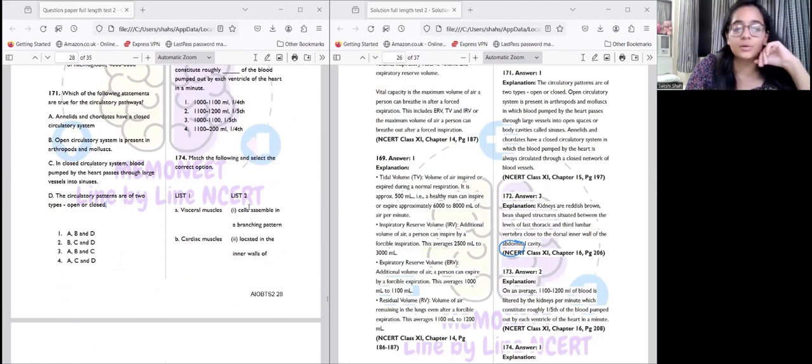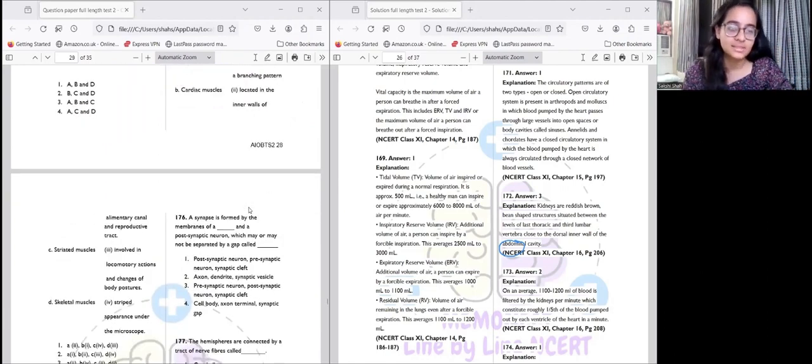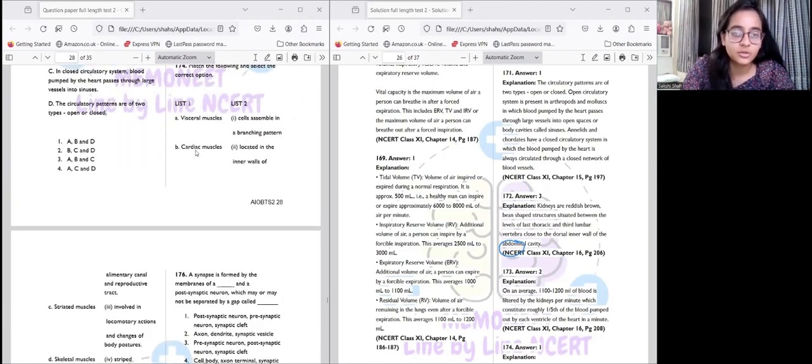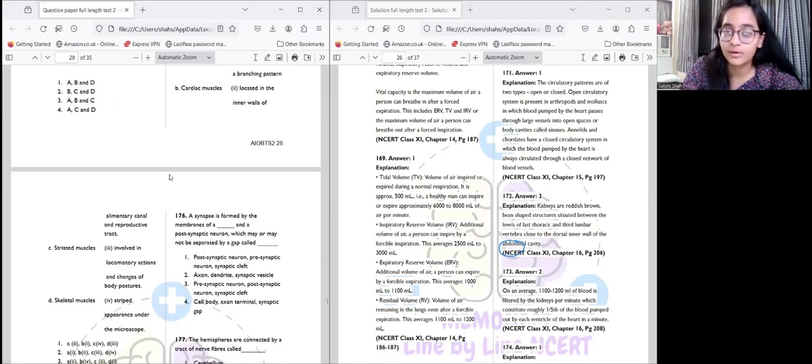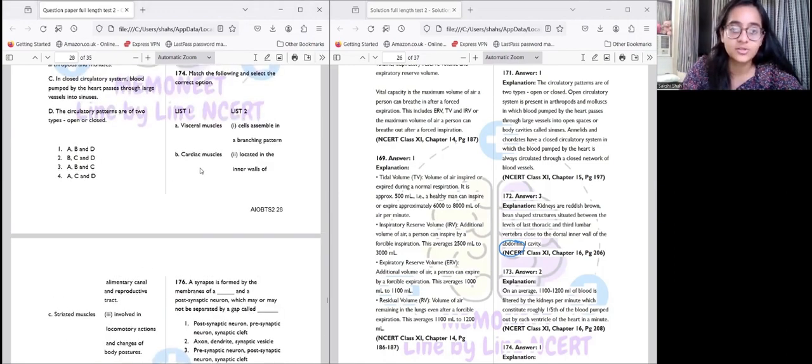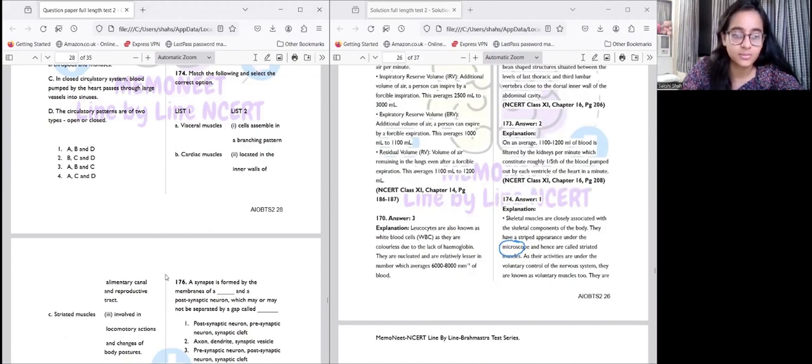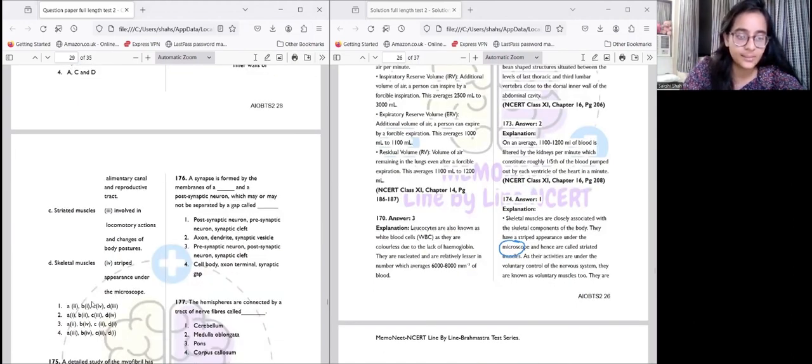Now the next one: visceral muscles, cardiac muscles, striated muscles, and skeletal muscles. Let's see. Cardiac muscle is the easiest option. Where will it be situated? Cells assemble in a branching pattern located in the inner walls of the alimentary canal. Obviously, cardiac will not be in the alimentary canal. Involved in locomotor actions? No. Are they striped? No, because they're involuntary, so they will not be striped. What is striped? The striated muscles. So what will cardiac be? They assemble in a branching pattern. Correct? Yes, correct.